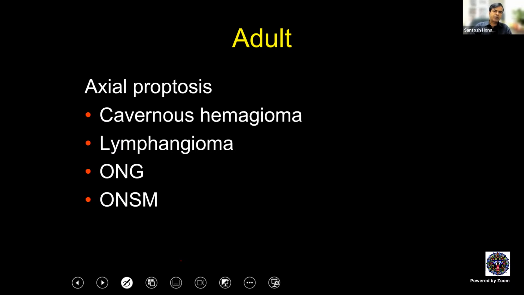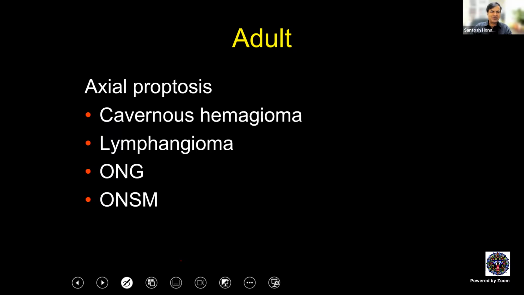Now, axial proptosis in adults. These are the 4 causes: cavernous hemangioma, lymphangioma, which is in the intraconal space, optic nerve glioma can also happen in adults. You saw one patient recently. Optic nerve sheath meningioma. I'm telling you about one patient recently only for you to recollect that you have seen this patient just last week so that you don't forget, right? Yeah, you tick off the list.